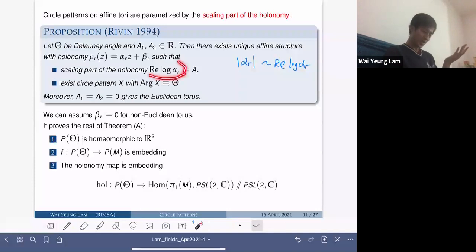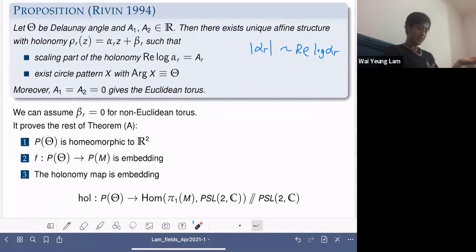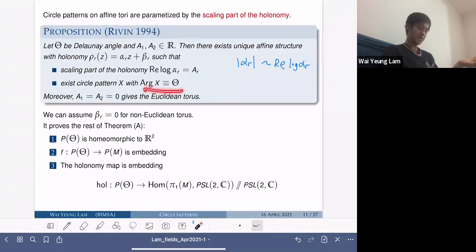So if you look at the real part of the log of alpha, this is the scaling part, which is really how your circle from one fundamental domain gets scaled to another circle. Okay, and then there will also exist a circle pattern, and the cross ratios will satisfy this, the argument is given by this theta.